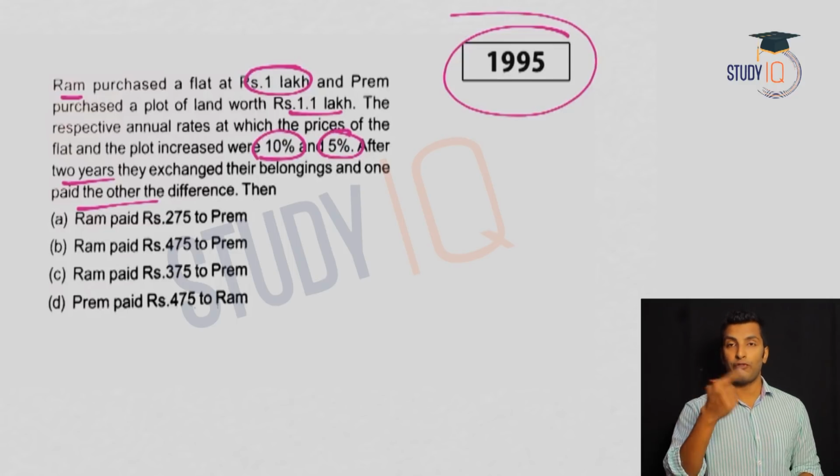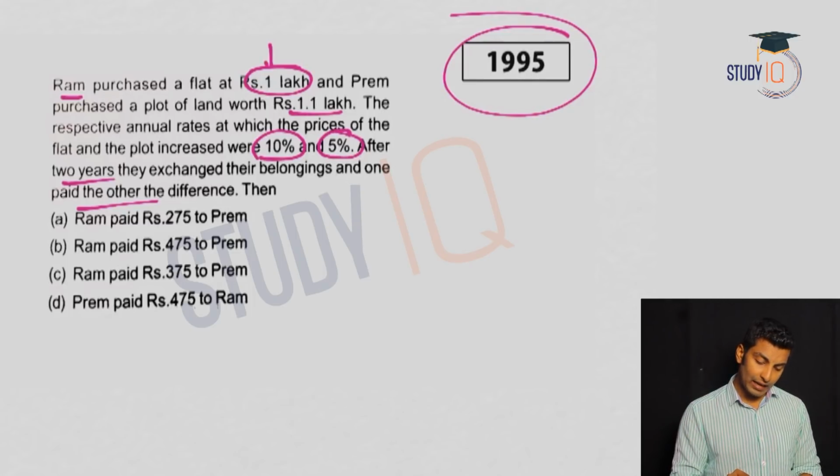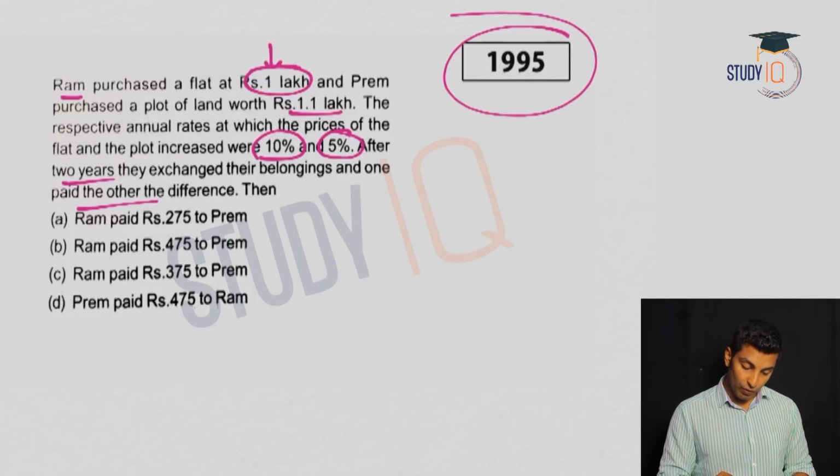See, one person bought a flat, another person bought a land, and we know the rate of increase. After 2 years they are exchanging, so how much extra does one person need to pay? That's what we need to know. So what is the worth of the flat after 2 years? That is 1 lakh. Obviously, what is the increase?